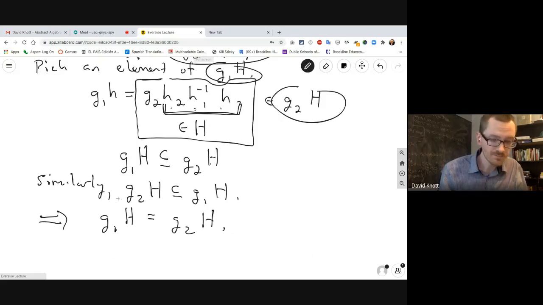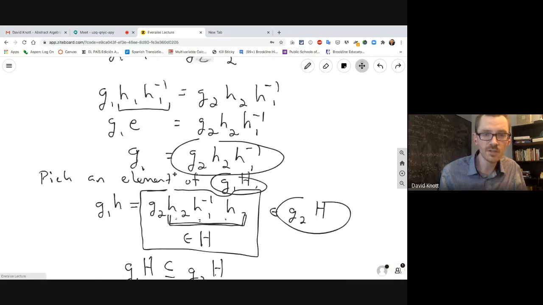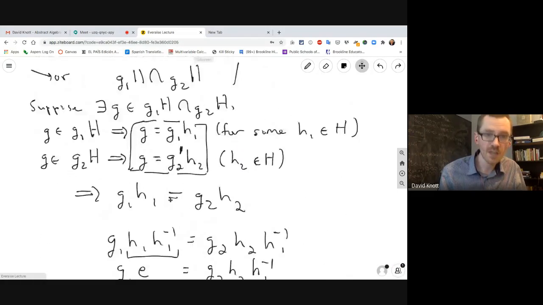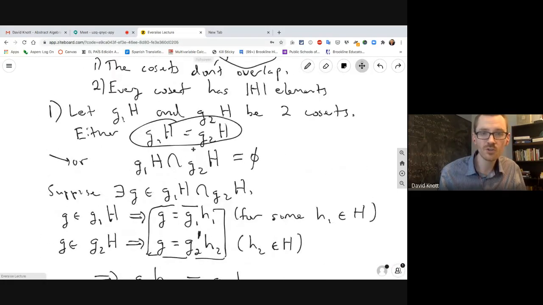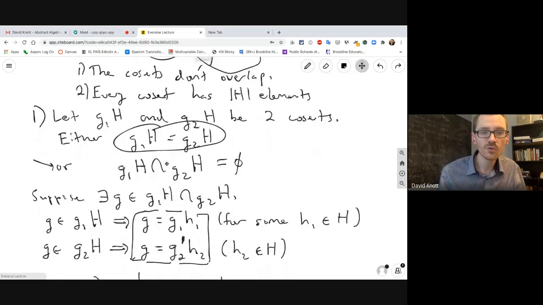What we showed is that if there is anything in the overlap of the two cosets, then those two cosets have to be equal. That's what we showed, okay? So that proves my lemma here. Either the two cosets don't overlap at all, or if they have anything in common, they actually turn out to be the same. Okay, that's the first thing.